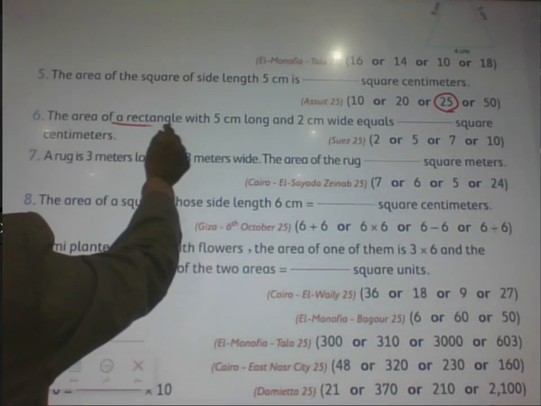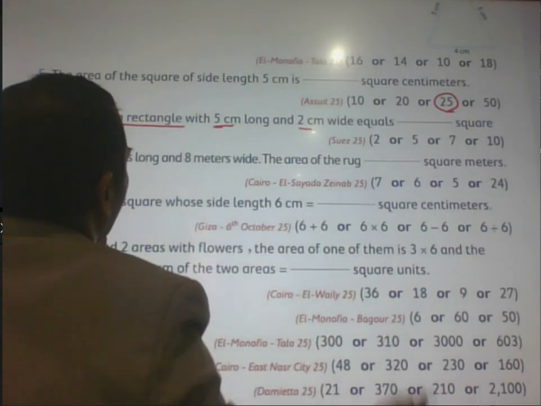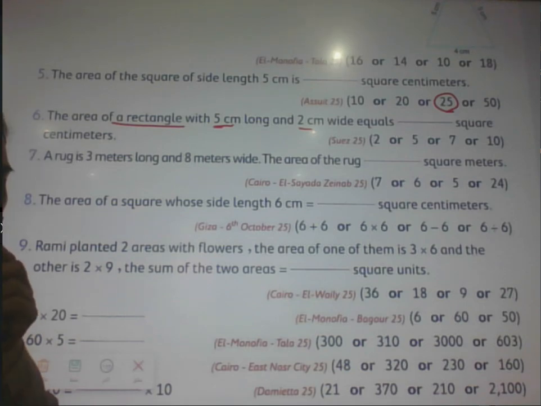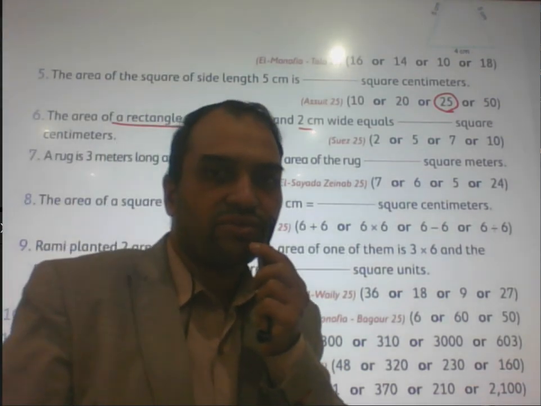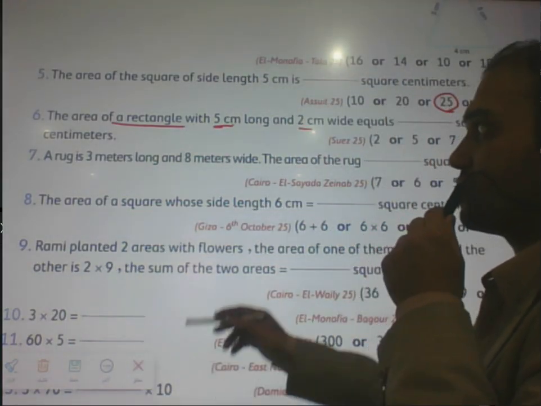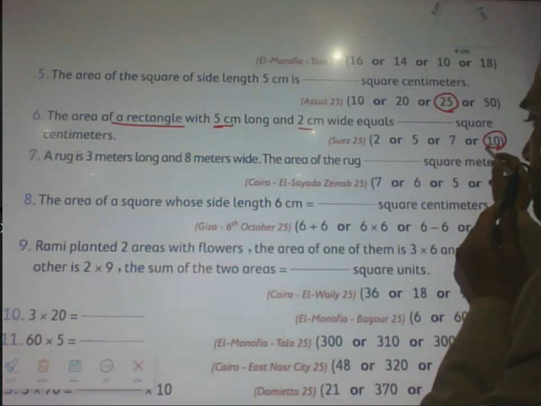The area of a rectangle with 5 centimeters length and 2 centimeters width. The area of a rectangle equals length times width, the product between the 2 dimensions. 5 times 2 equals 10. Then the area will be 10 square centimeters. 2 times 5 equals 10.